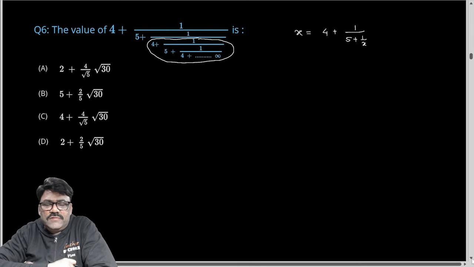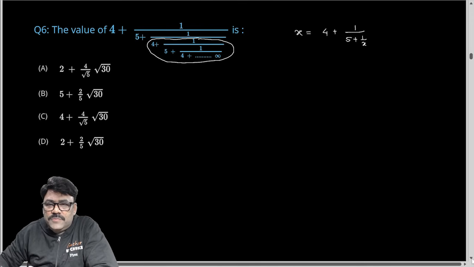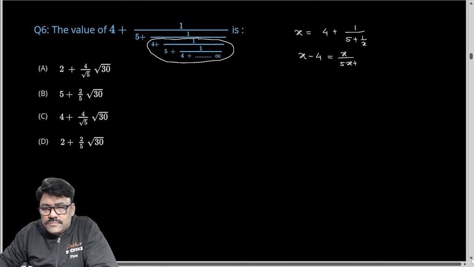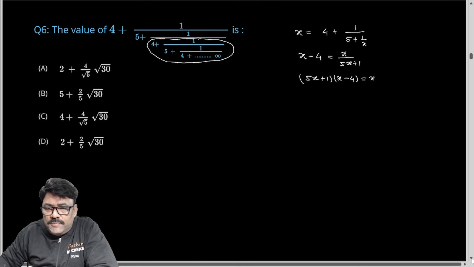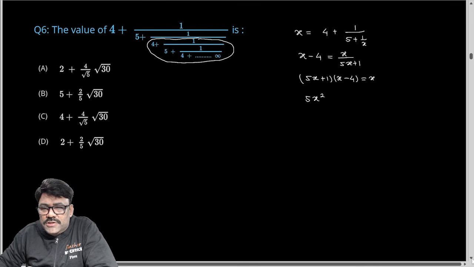So it can be written like this. x is equal to 4 plus 1 by 5 plus 1 by x. Or you can say x minus 4 is x over 5x plus 1. Hence 5x plus 1 into x minus 4, it is x here. Now if you multiply here, you will get a quadratic equation 5x square. Then you will get minus 20x and plus x. Plus x will disappear from both sides. So minus 20x and minus 40.